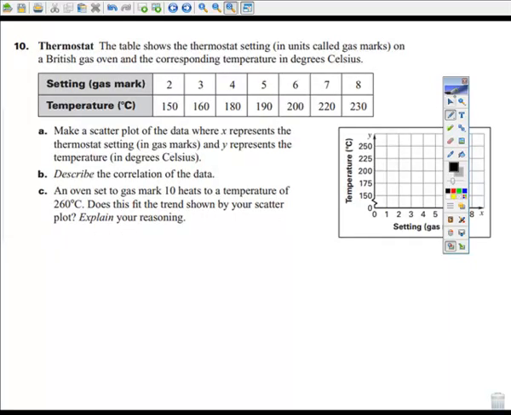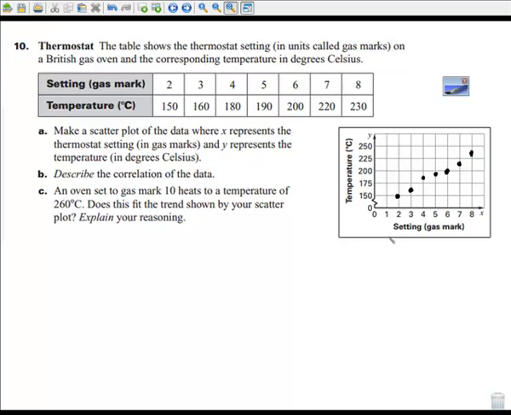Okay, here we have a thermostat. This is showing the setting in units called gas marks, and this is a British gas oven, and the corresponding temperature is in degrees Celsius. So we're going to go ahead and make this scatter plot. So at 2 we get 150, and if the gas mark is 3, it's 160. 4 is 180. 5 is 190. 6 is 200. 7 is 220. And 8 is 230. So right around in here.